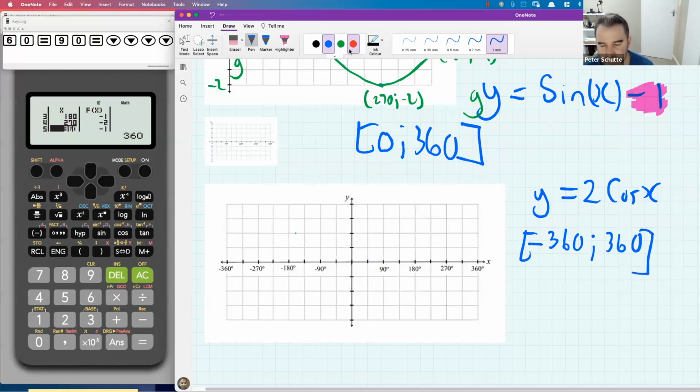And I'd just like someone to tell me, if they can, what do they think the 2 does to the basic cos graph? What do you think that 2 in front does if I have to compare it to the simple cos graph before you start? Who has an idea about what that 2 might do? It's called a transformation.